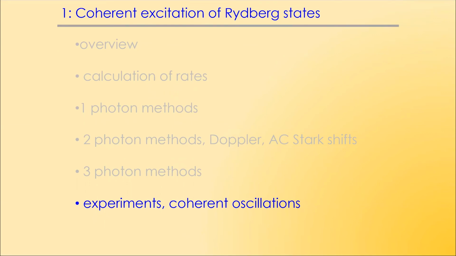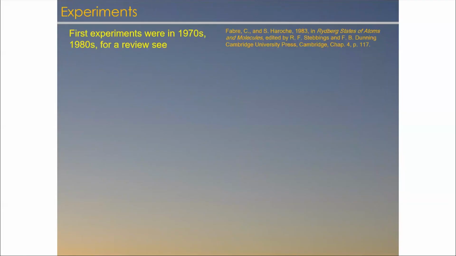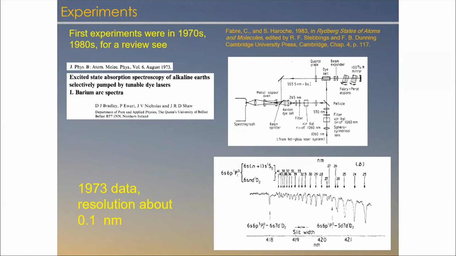And maybe just end this part with some look at what's been done with coherent oscillations. So first Rydberg excitation experiments were back in the 70s, really not coherent, but spectroscopy. You could see these different Rydberg levels as shown here. This is from 1973, relatively low resolution.